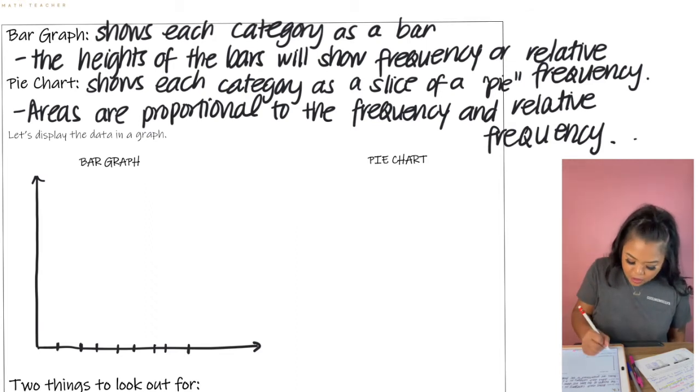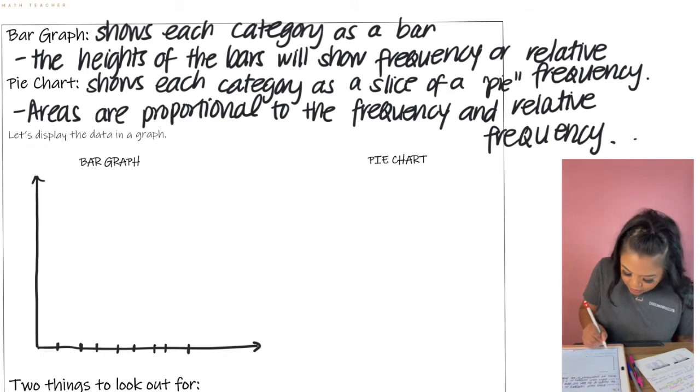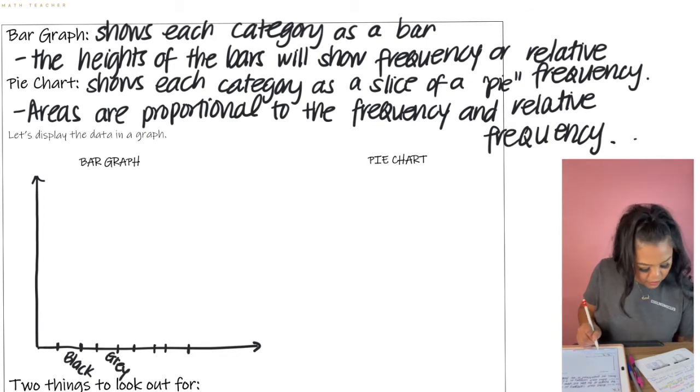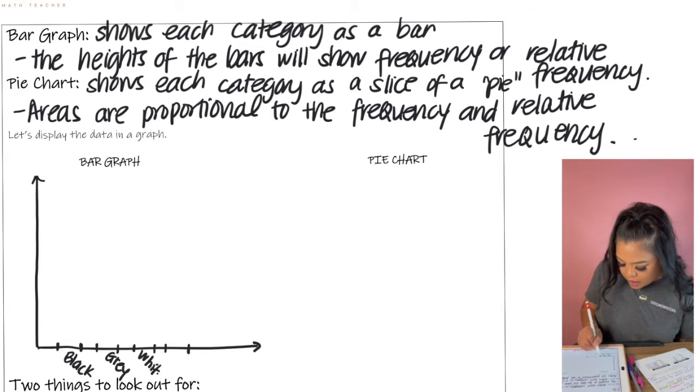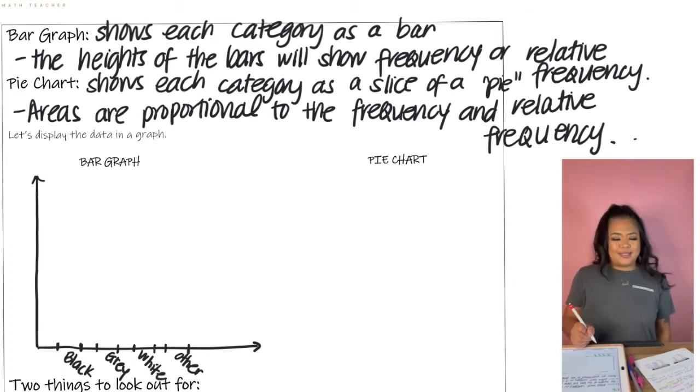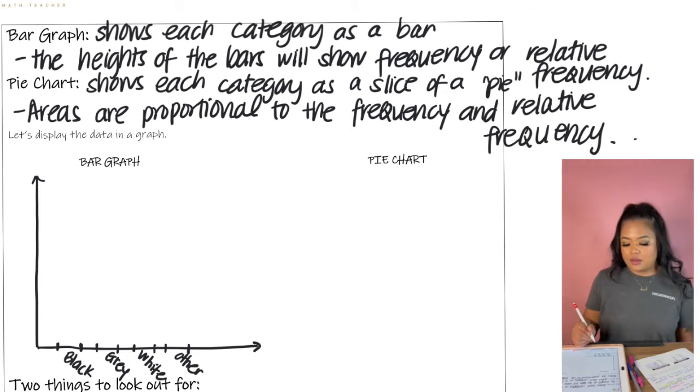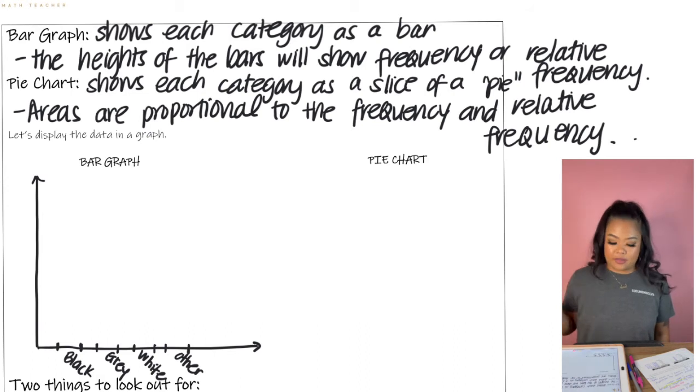So my first bar can be black Jeeps. I'm gonna write the labels slanted. Then this one's going to be gray Jeeps, the next bar is going to be white Jeeps, and the next bar is going to be other. If you feel like this is not enough space, then you can go ahead and draw the bar graph on this side and then draw the pie chart on the other side.